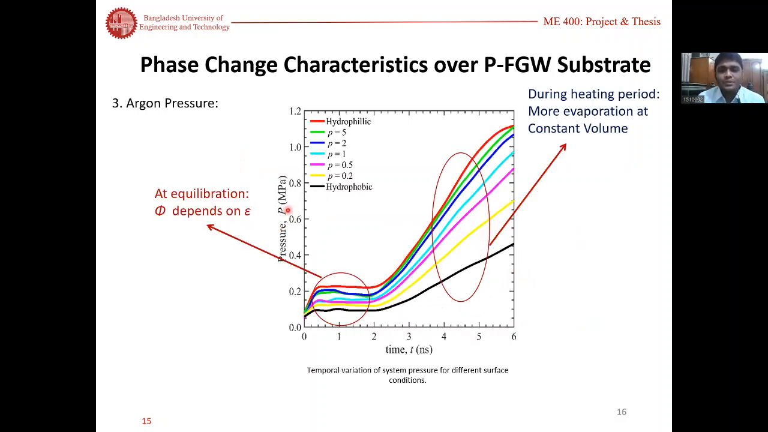And from the argon pressure, we see that as the P value is high, we get high pressure, and at equilibrium, pressure depends on the potential function, which is directly proportional to P. And for the heating period, we got higher pressure at a high value of P, because a high value of P results in high evaporation number in constant volume, which results in high pressure.